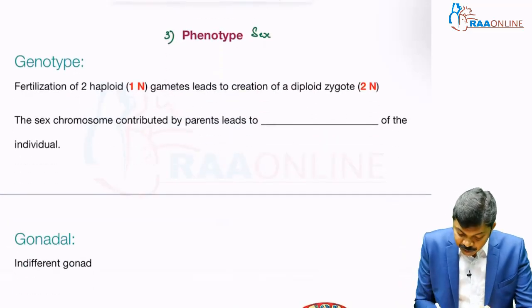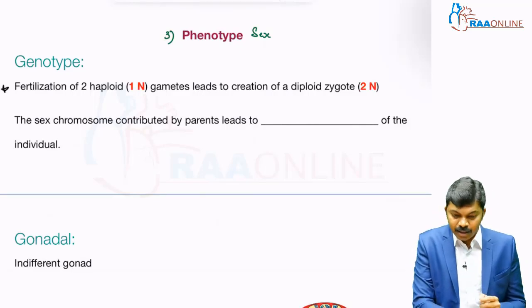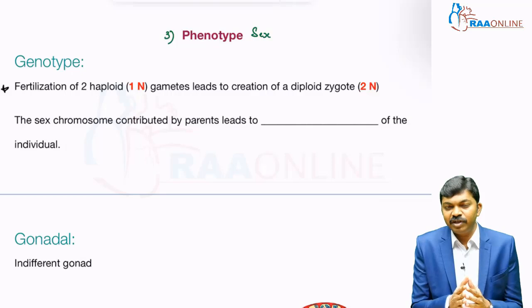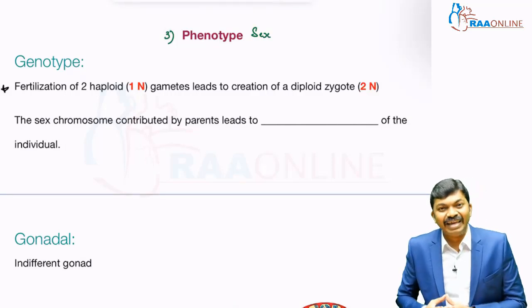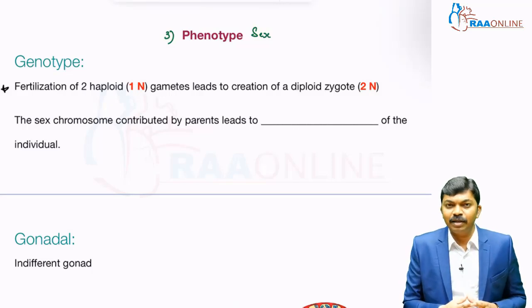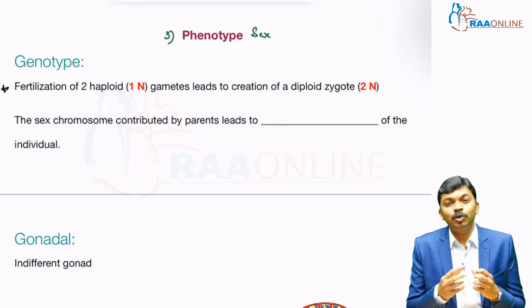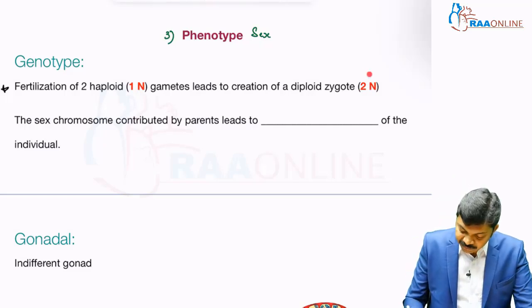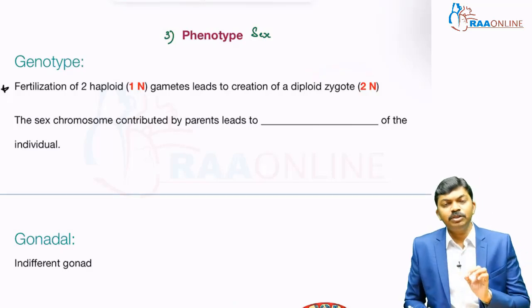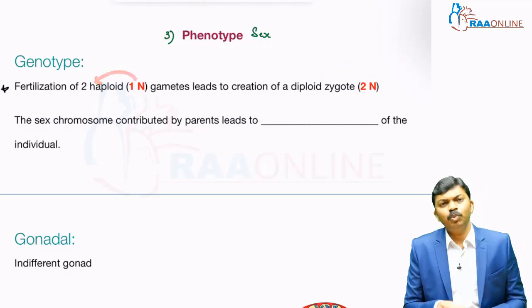Now, let us see how these kinds of differentiation take place, beginning with genotype. When it comes to genotype, guys, it all begins with fertilization of gametes, right? I hope you know the difference between a normal cell, a somatic cell, and a gamete. A somatic cell is diploid, right? Which means we can call it 2N. 2N refers to diploid, guys. But a gamete is haploid and it has just got 1N.